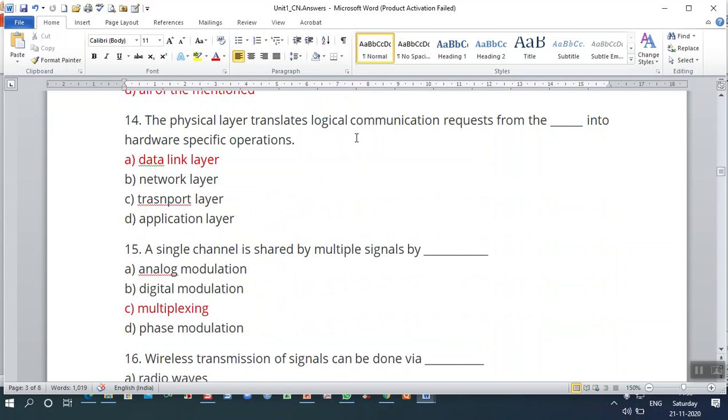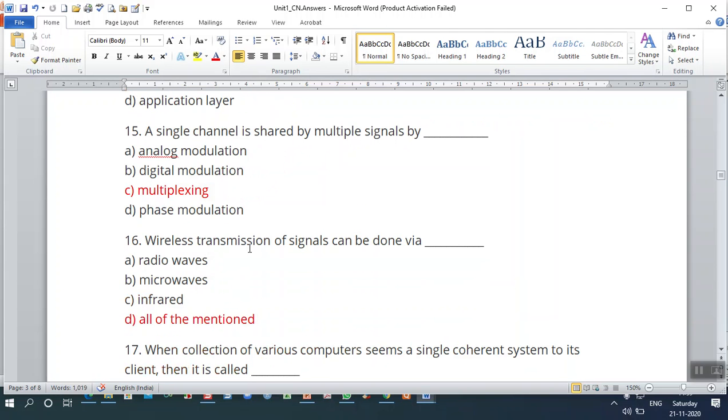The physical layer translates logical communication requests from the dash into hardware specific operation. The physical layer translates communication from where it is going to get, from the data link layer. Right? A single channel shared by multiple signals is called multiplex. Wireless transmission of signals can be done via radio wave, microwave, unguided media. All are wireless transmission. So all of them are mentioned there.